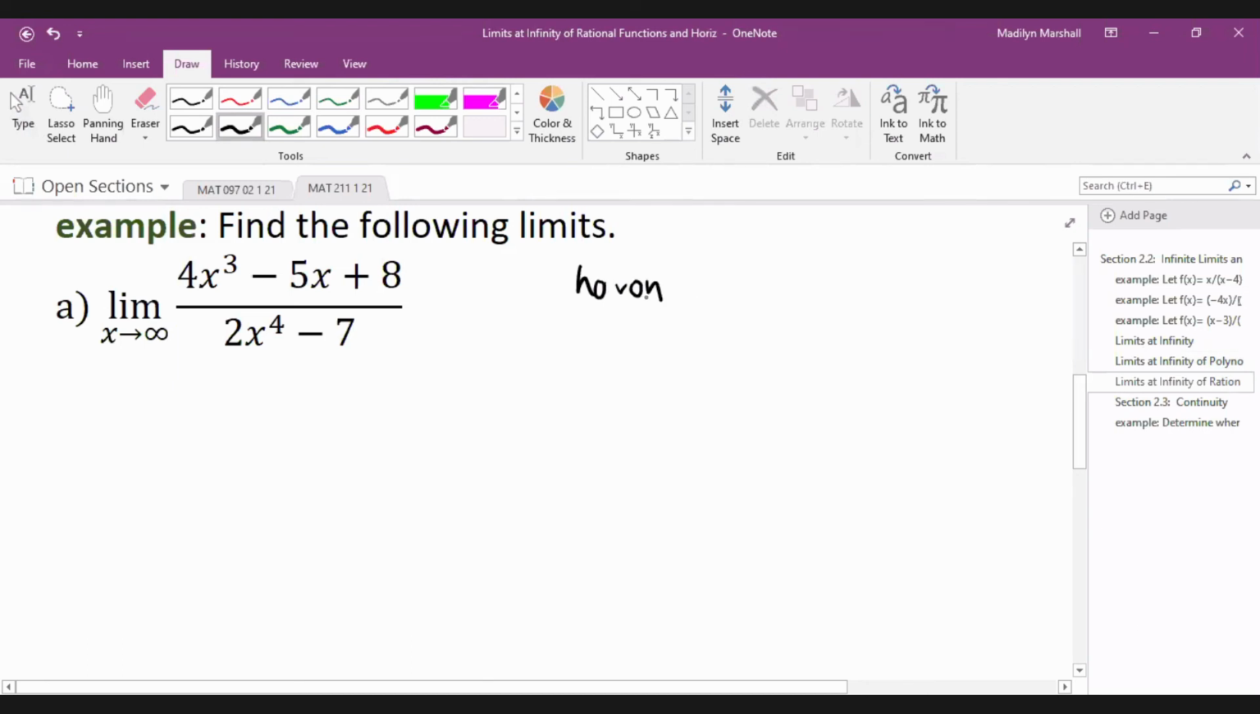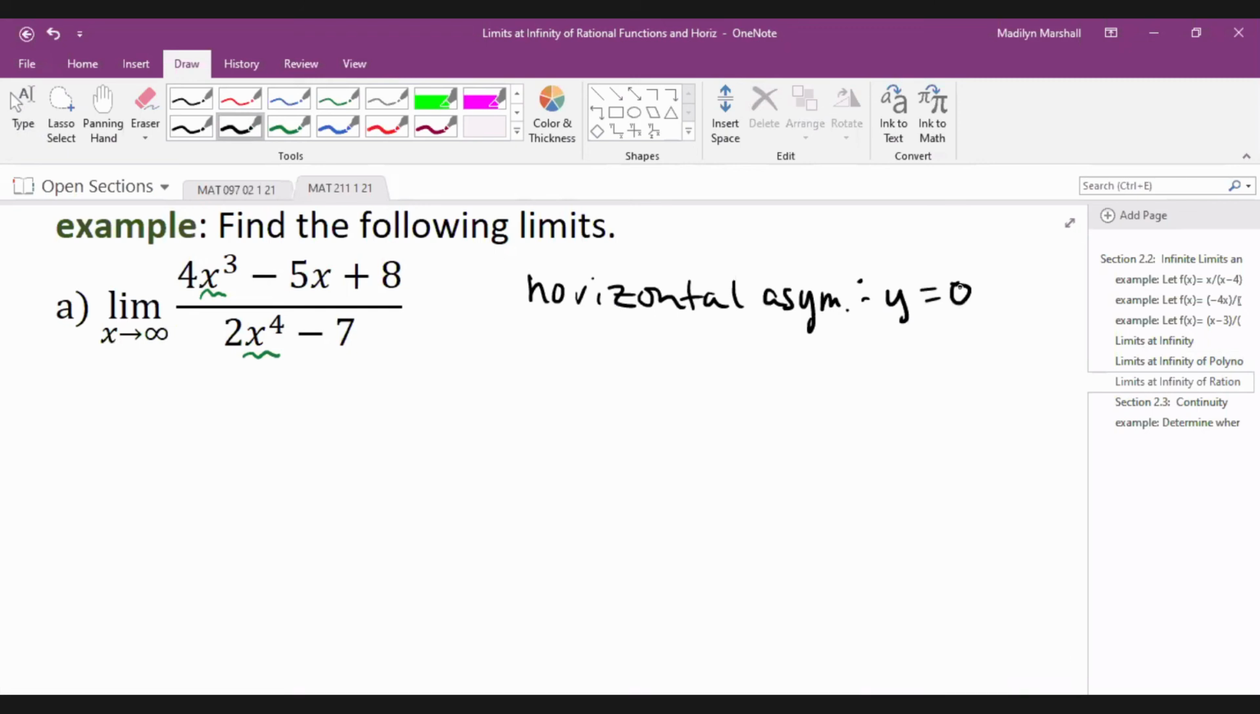0, yes. So on this one, it's not 2 because the degree of the bottom is bigger than the degree of the top. If those were the same degree, then it would be 2 because we would take that 4/2, which we will get to. But in this case, since the degree of the bottom is bigger than the degree of the top, our horizontal asymptote is at y equals 0. That's actually all we need to know to find this limit.